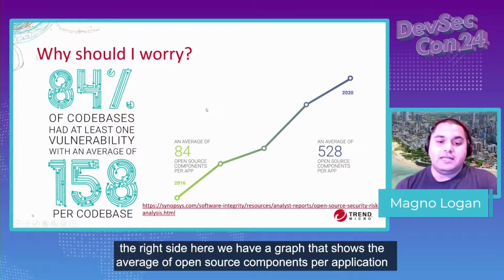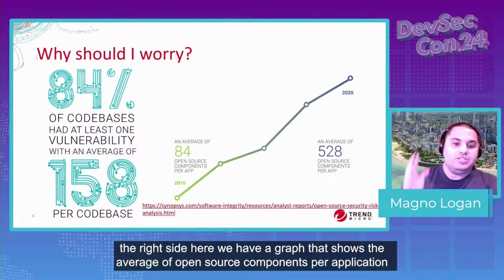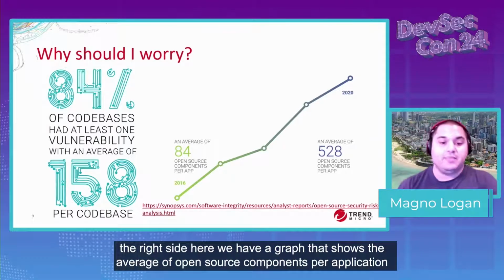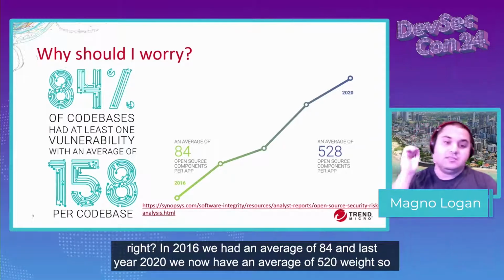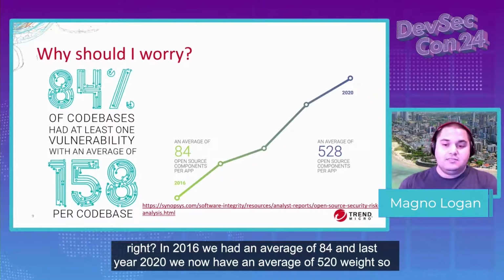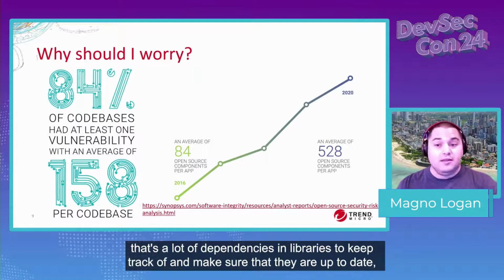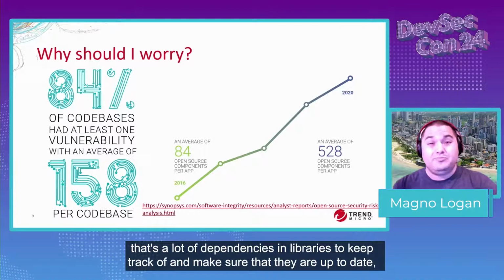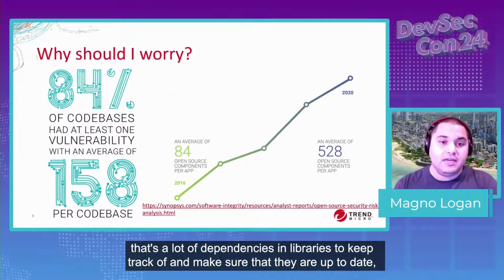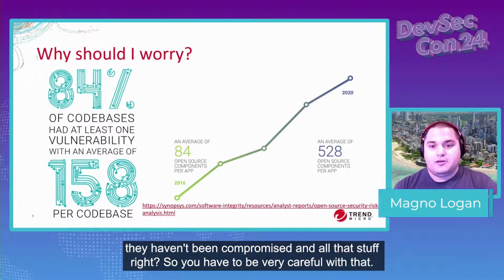And on the right side here, we have a graph that shows the average of open source components per application, right? In 2016, we had an average of 84. And last year, 2020, we now have an average of 528. So that's a lot of dependencies and libraries to keep track of and make sure that they are up to date, they haven't been compromised and all that stuff, right? So you have to be very careful with that.